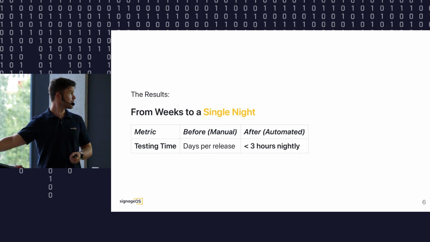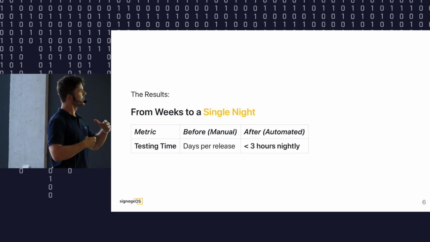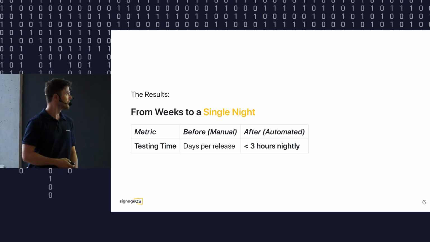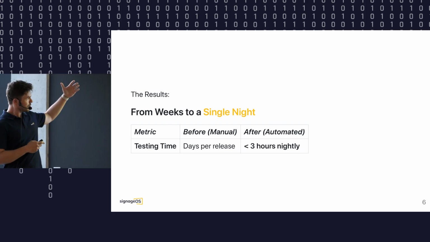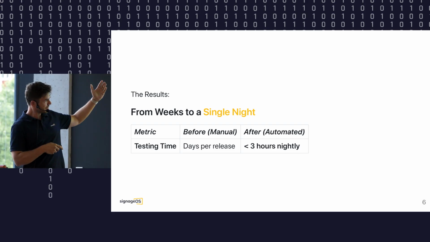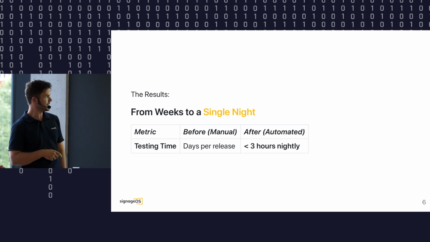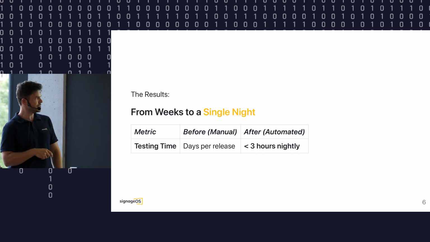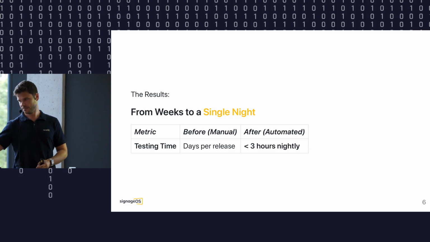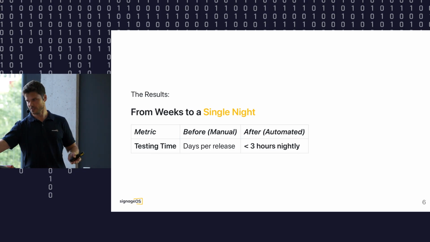So let's throw some more numbers at you. Let's go through 4 metrics: before state, after state. The testing time I already mentioned. A year ago, it was days per release. Now we can do it under 3 hours every night on all devices, all builds.